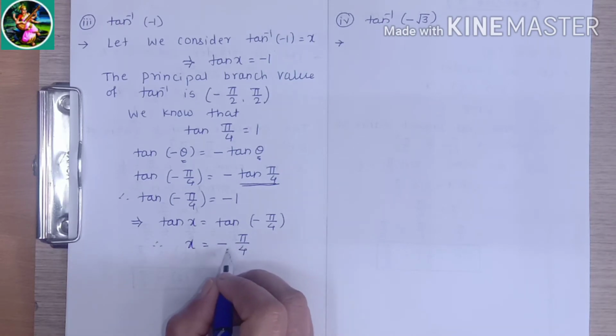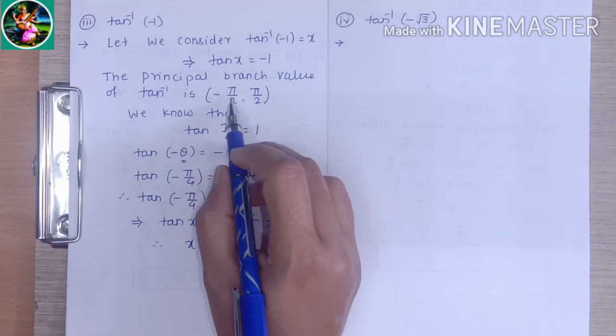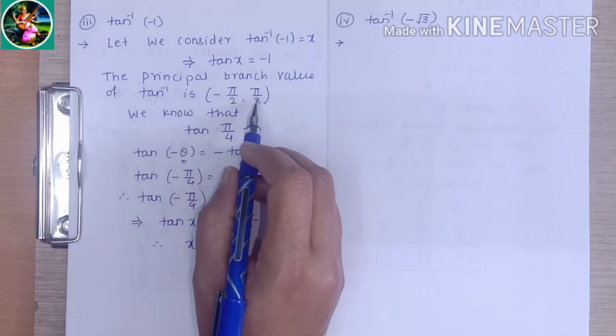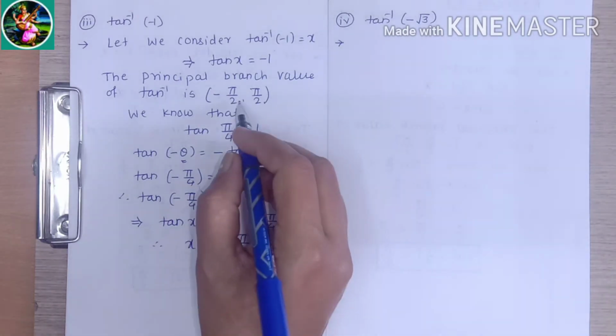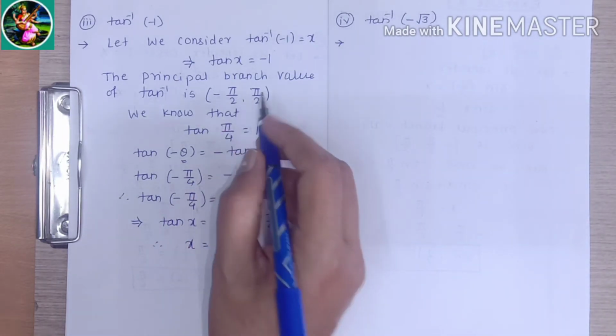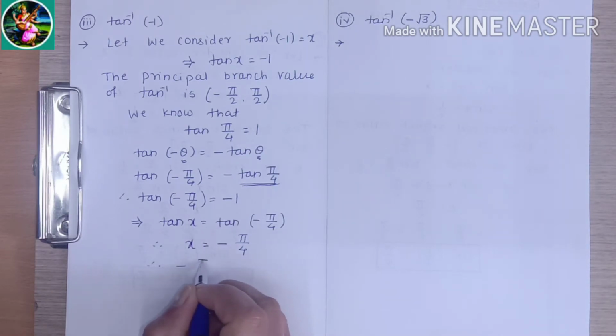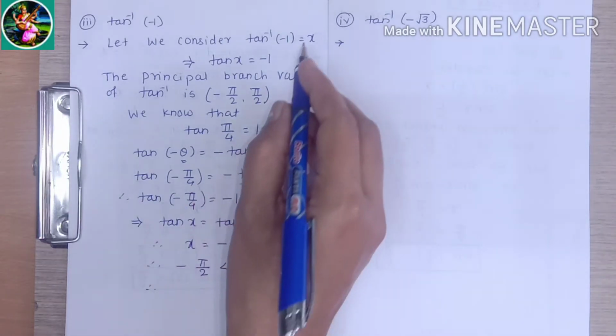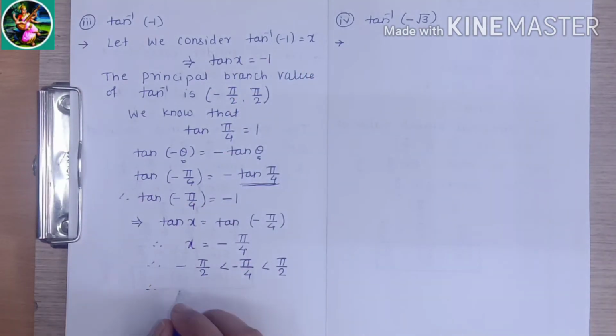But minus pi by 4 must belong to the given interval, that the principal branch value of tan inverse is minus pi by 2 to pi by 2. Yes, minus pi by 4 lies in that interval. Therefore, here we write minus pi by 2 is less than minus pi by 4 is less than pi by 2. Here we replace x by tan inverse of -1. Therefore, tan inverse of -1 is equal to minus pi by 4, which is the required answer.